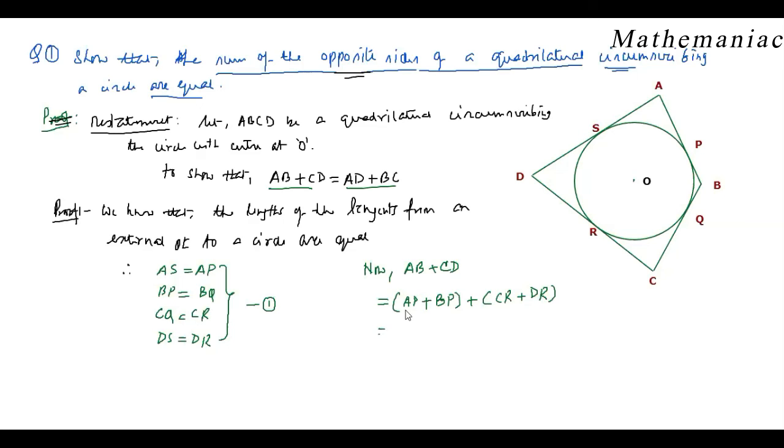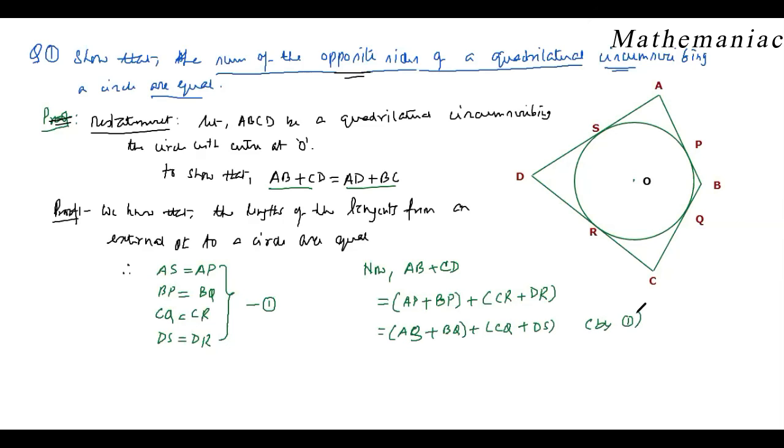Now you see, AP is equal to whom? AP is equal to AS. BP is equal to whom? BQ. So whatever change you can make here by using equation 1, you do this. So this will give you AP equal to AS, then BP equal to BQ, CR is equal to CQ, and DR equal to DS. Very fine. And whenever you use equation 1, indicate that you have used equation 1.